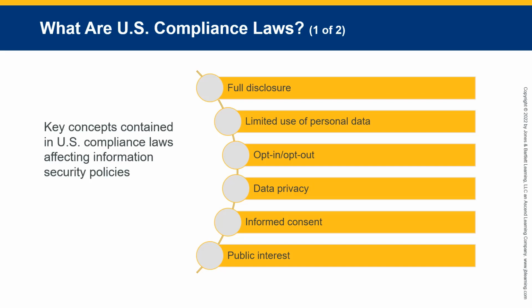Next is opt-in, opt-out. The practice of asking permission on how personal information can be used beyond its original purpose. For example, a real estate company might ask permission of someone who sold their home if their information can be shared with a moving company. Data privacy. A company must tell an individual how personal information will be protected, and limits are placed on how the data will be shared.